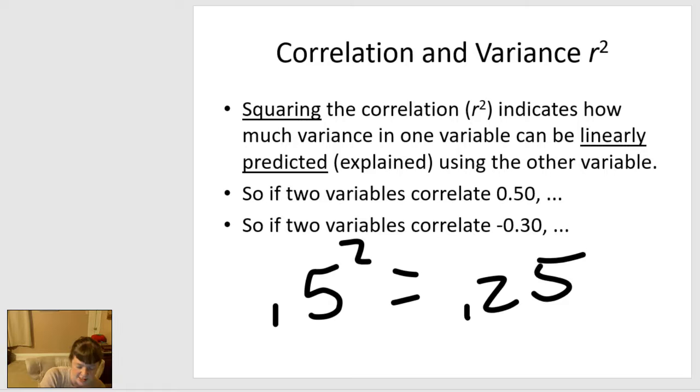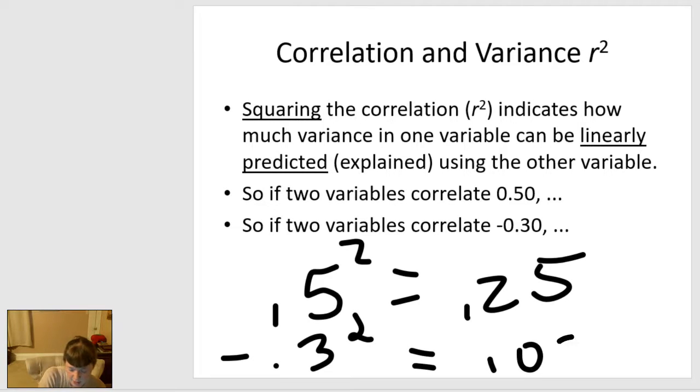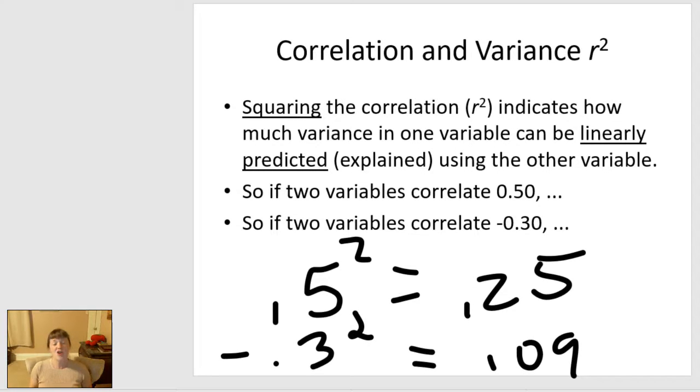If your correlation is negative 0.3, because you can totally have negative correlations, it means high scores on one go with low scores on the other. Like the number of assignments you miss goes up, exam grades go down. As the number of exercise minutes goes up, weight goes down, right? Negative correlation of negative 0.3, that would be 0.09. You just square it.